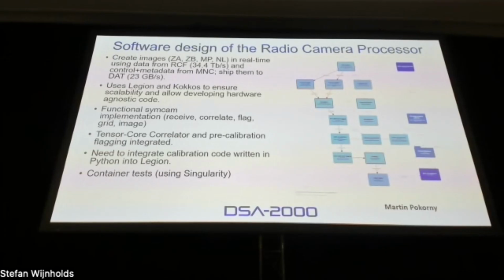It uses several frameworks to ease the development and to make it highly scalable: Legion, Kokkos, and a whole bunch of other things. The next four bullets are status points. The SimCam is the piece that allows that physical instantiation of the software to run. That is functional, and we use the tensor core correlator from John Romein. That's integrated with pre-calibration flagging. What is happening at the moment is that the calibration code is being integrated into that same framework to test that. And it's obviously all containerized, with all the nice software continuous integration testing.